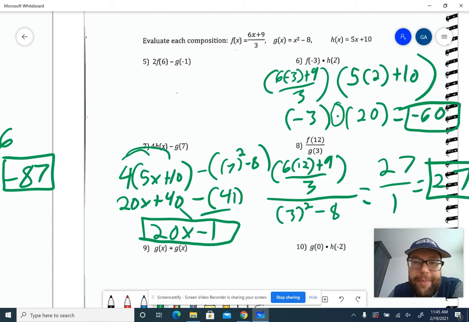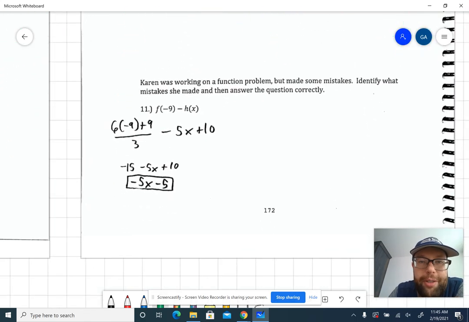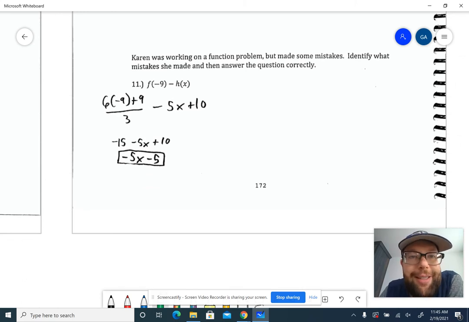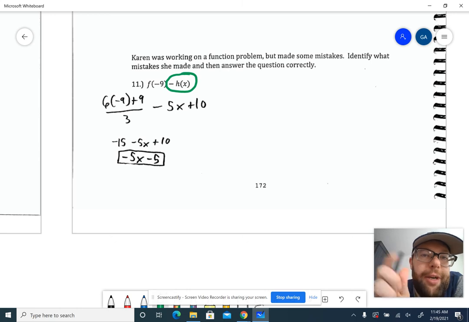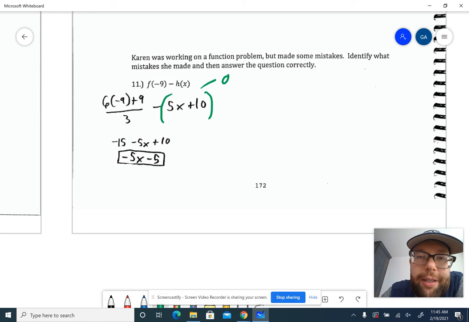Not too tough, right? Okay, let's do the last problem here. This is an error analysis, and this is the most common mistake I always see, and it's going to be the same mistake you see on your test. So wink, wink, I'm telling you the answer right now, basically, for the test. So the problem here is they are subtracting all of h of x, right? So that means when you plug in h of x, that entire equation, you've got to make sure that you put it in parentheses.